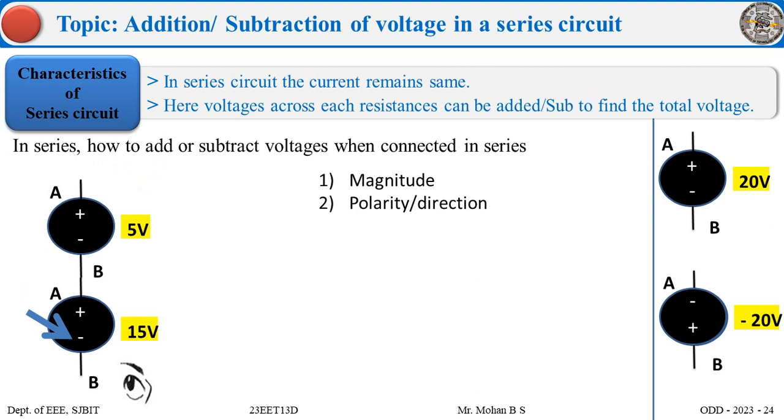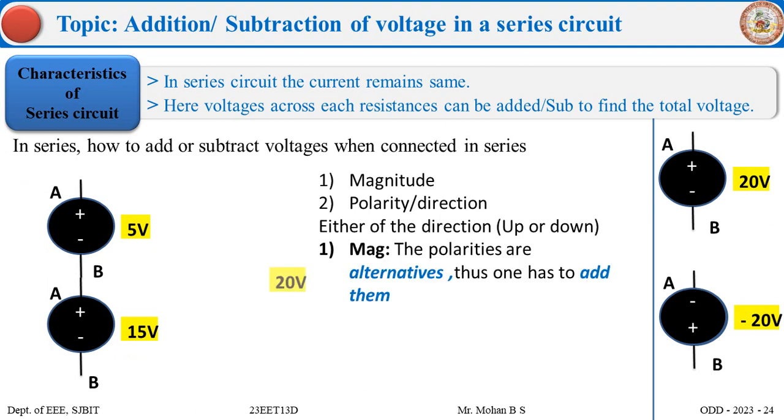So the polarity is actually alternating. If I observe from the bottom, I have negative followed by positive, negative followed by positive. Thus the polarities are opposite or alternating, either from top to down or from down to top. Use any one side, either top to bottom or bottom to top. Now since they are alternating, I will simply add them. Either direction, up or down, the magnitude is 20 because we have to add them: 5 plus 15 gives 20.